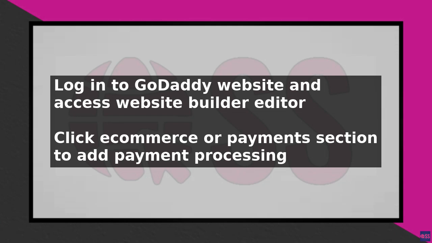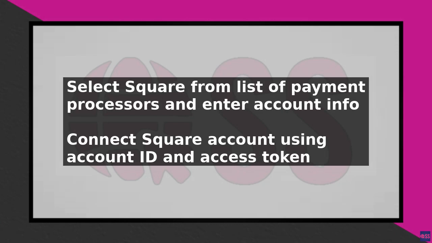Click on the Add Payment Method or Connect a Payment Processor button. Then select Square from the list of available payment processors. You will be prompted to enter your Square account information, including your account ID and access token. You can find this information in your Square account under the Account and Settings section.